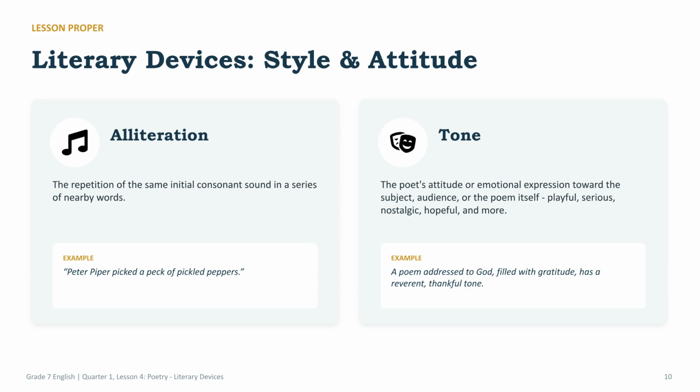Then we have tone, the poet's attitude or emotional expression toward the subject, audience, or the poem itself. Tone can be playful, serious, nostalgic, hopeful, and more. Here's an example. A poem addressed to God, filled with gratitude, has a reverent, thankful tone. Notice that tone isn't about what the poem says. It's about the attitude behind how it's said.